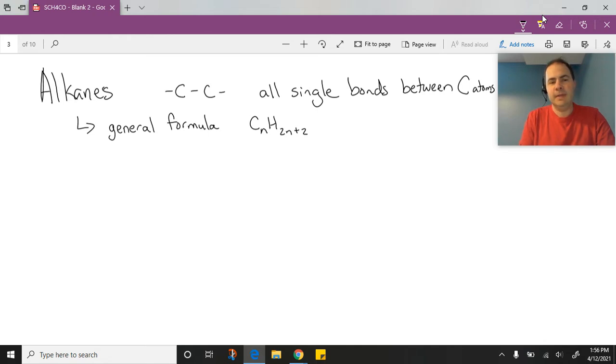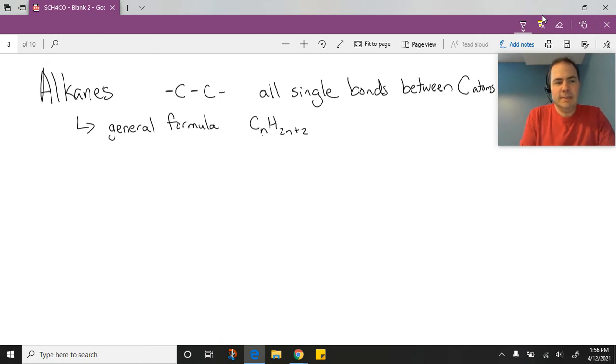And if we have a general formula for an alkane, so if we were given a chemical formula, we can tell that it's an alkane by looking to see if it follows this pattern. So CnH2n+2, where n is the number of carbons, and for hydrogen we would have 2n plus 2. If it follows that pattern, it's going to be considered an alkane.